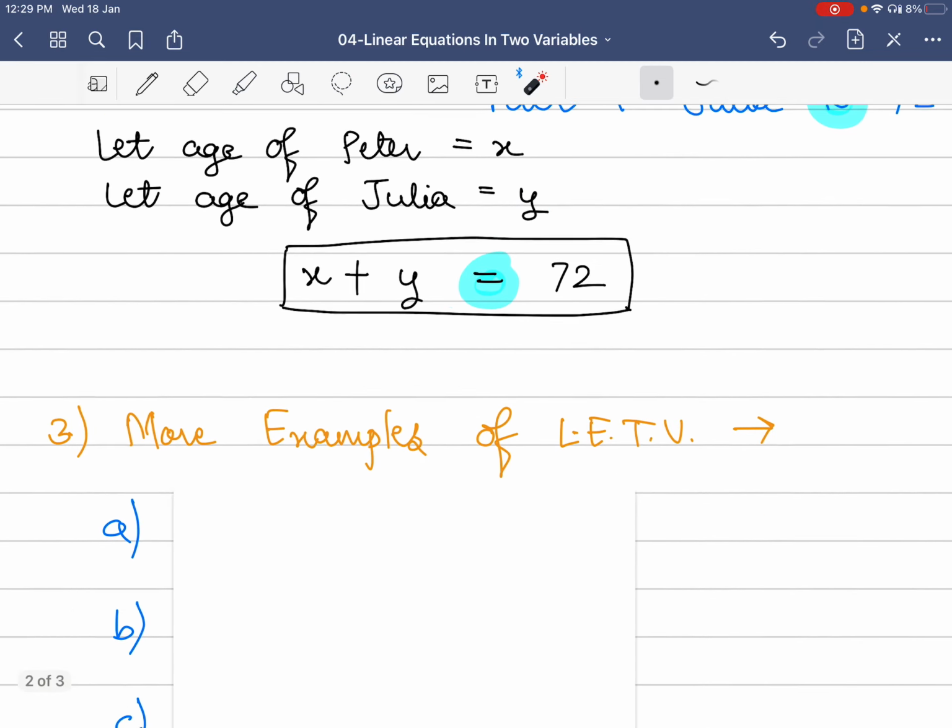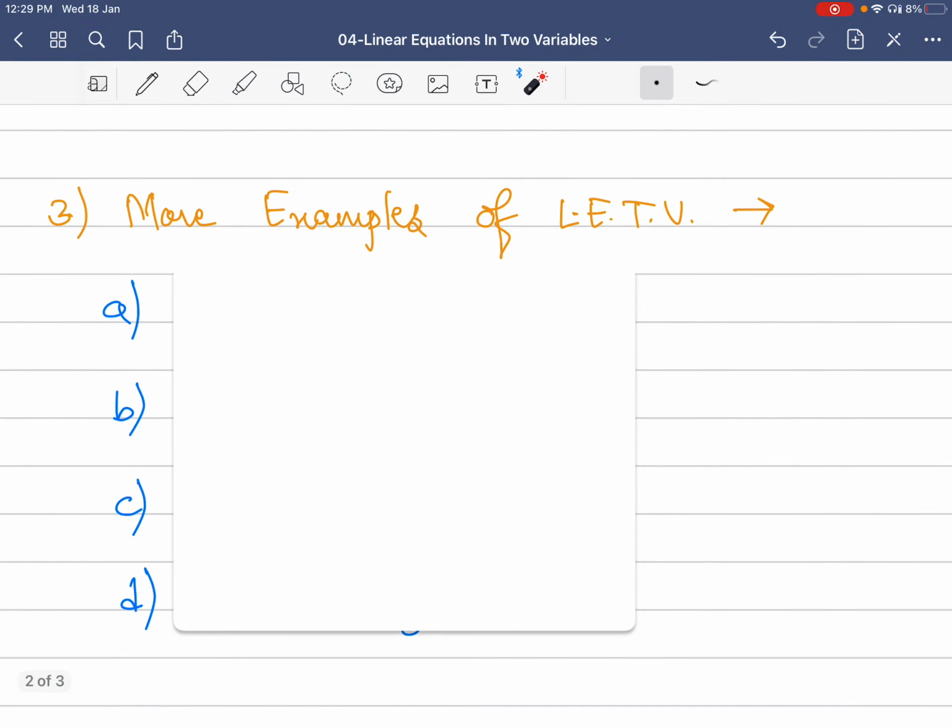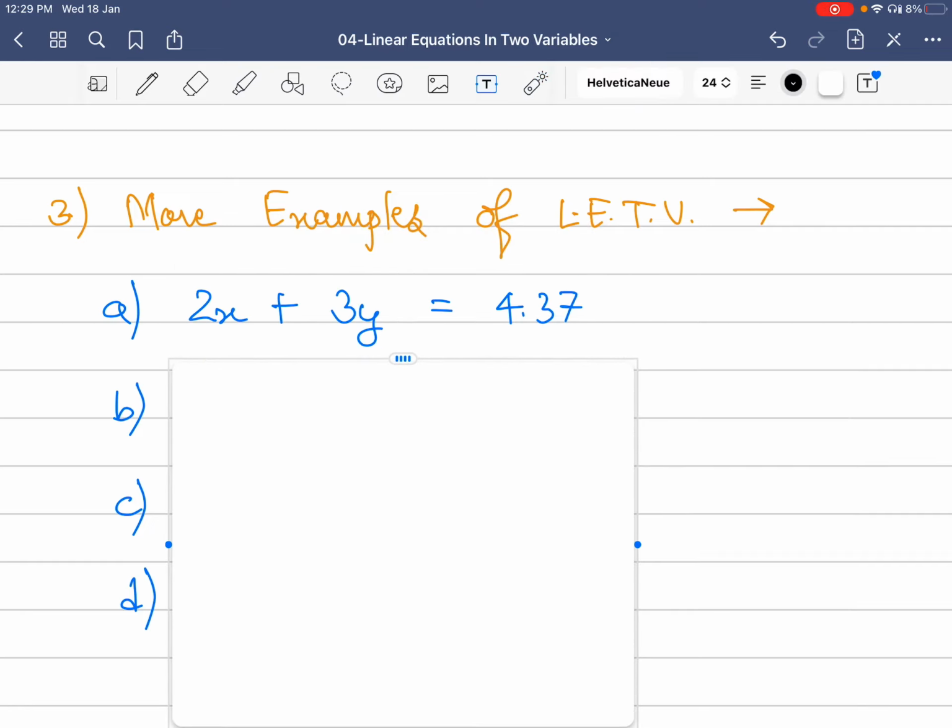Now, let's see some more examples of linear equation in two variables. This is the short form that I have used, LETV, linear equation in two variables. So we'll see these linear equations in two variables one by one. This is the first example. Here the representation or the arrangement of the variables and the constant is very much similar. We have 2x plus 3y is equal to 4.37, and x and y are our two variables or two unknowns.